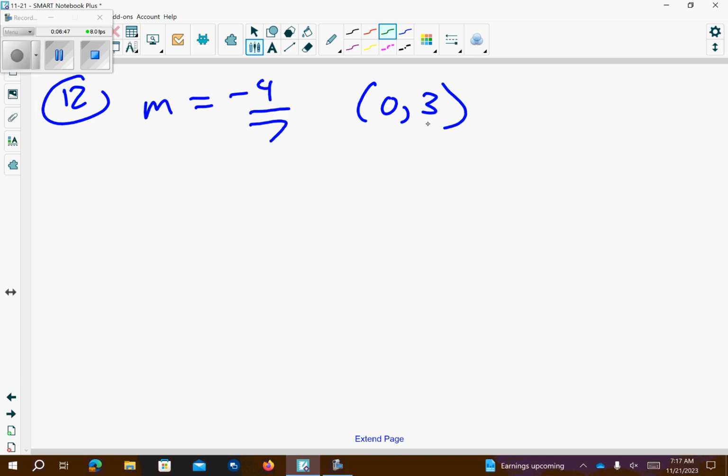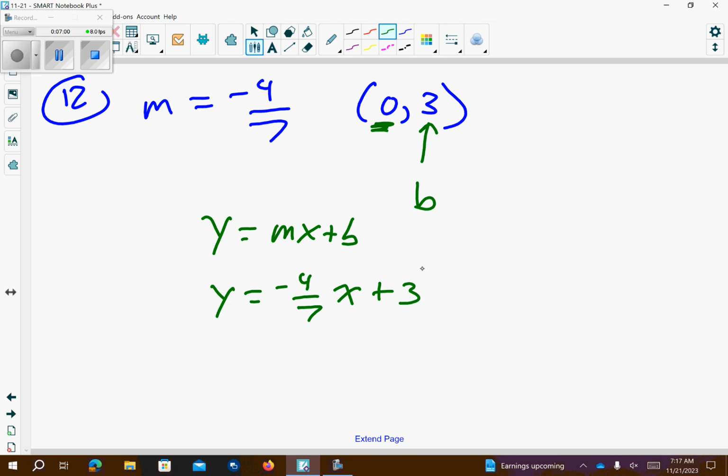Number 12, this is a y-intercept because that is a 0. So you can just plug into y equals mx plus b. Plug in, our slope is negative 4 over 7. Don't forget the x, plus 3.